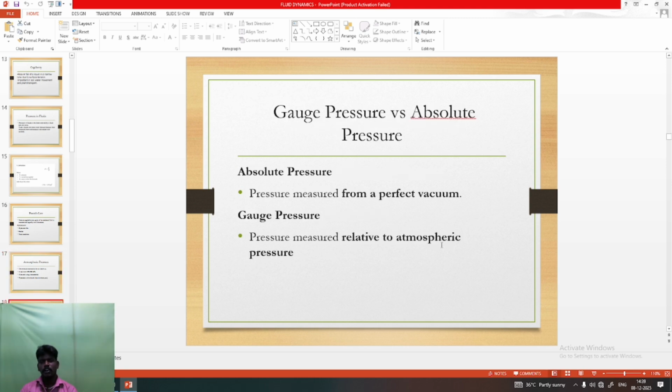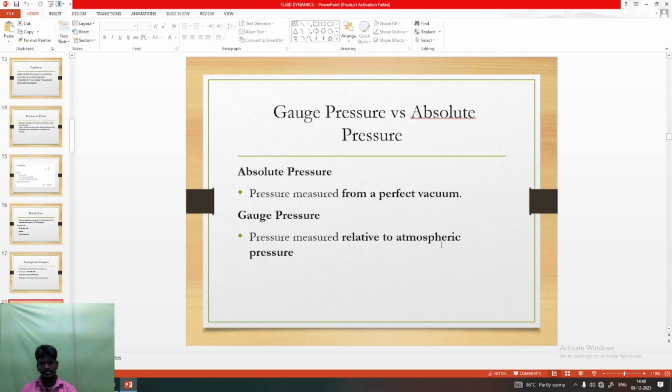Next, gauge pressure versus absolute pressure. What is gauge pressure and what is absolute pressure? Absolute pressure is measured from a perfect vacuum. The vacuum value is zero. We take the pressure value at a point, and the value we get is the absolute pressure. The gauge pressure is related to the atmospheric pressure; it is the pressure measured relative to atmospheric pressure.